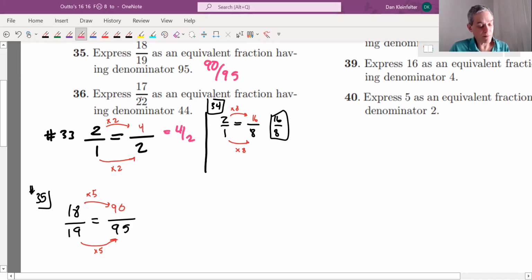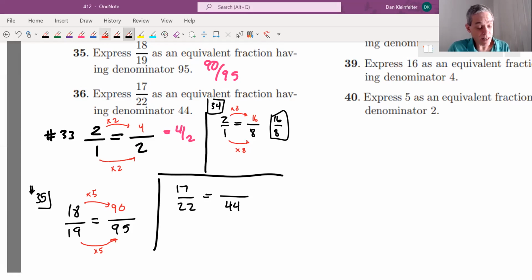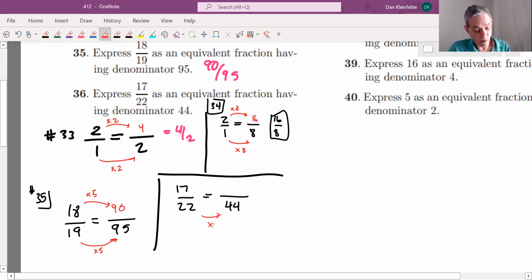Okay, and then our last one, 36. 17/22nds. We wanted to make that have a denominator of 44. So here it should look like we need to double the numerator and denominator, and in fact, we will. So if we're multiplying the numerator and denominator by 2, we should have a 34 in the top. So that last one will be 34 over 44.